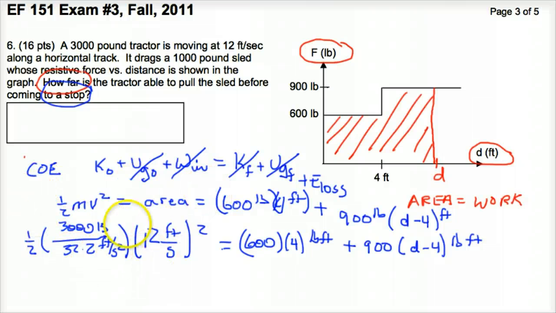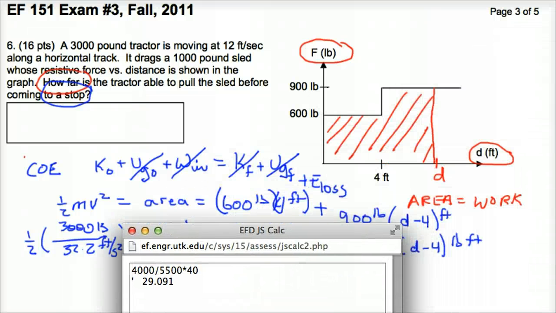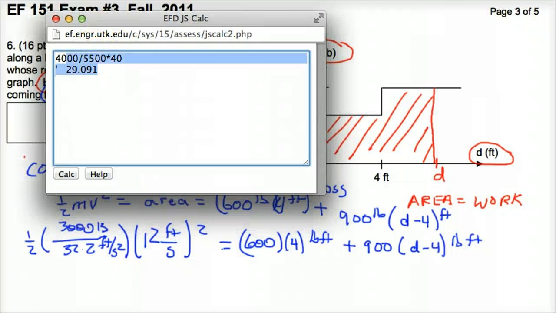All right, if we look at units over here, feet over second squared, feet over second quantity squared over feet over second squared, it's going to leave us with a foot of this units and then pound. So all these things have units of pound-feet. So just left to solve it.